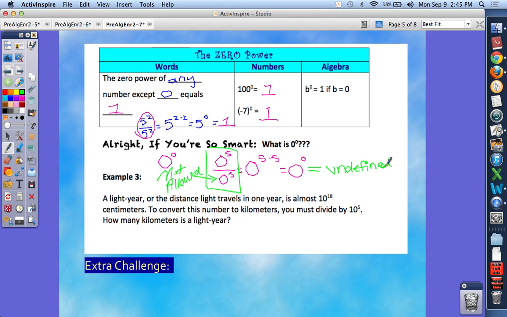All right, last example up here. Light year, or the distance light travels in 1 year, is almost 10 to the 18th centimeters. To convert this number to kilometers, you must divide by 10 to the 5th. How many kilometers is it then? So we're taking the light years traveled in 1 year, and we're dividing it to convert it. What do you get? 10 to the 13th.